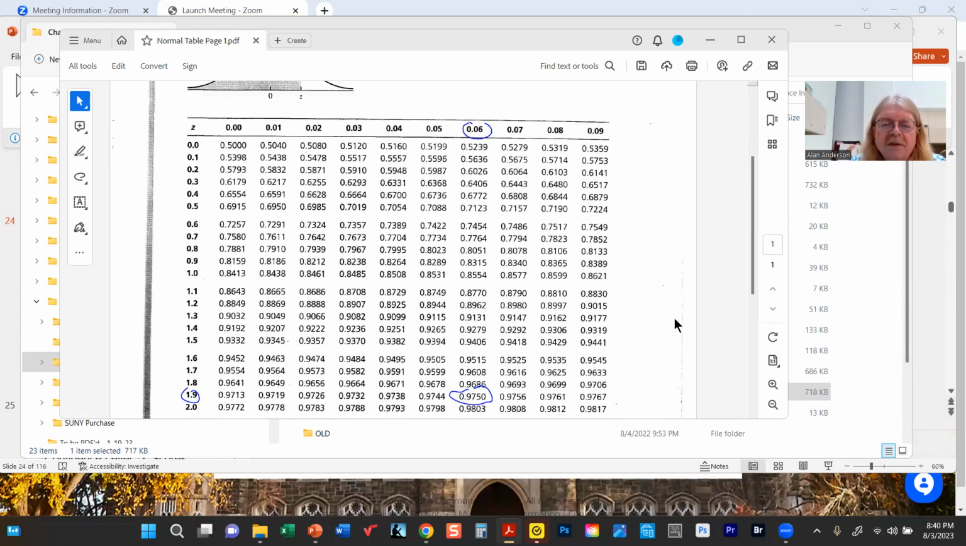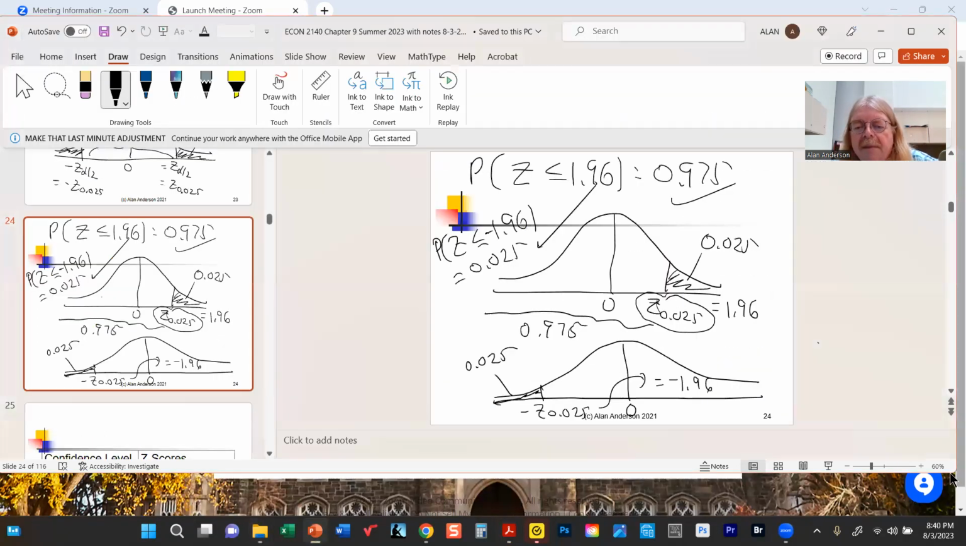1.96 as our z-score. Okay, so what does it mean? It means that for 1.96, 2.5% is to the right of that area, 97.5% is below that area. Or you can think of it as saying that the probability that a standard normal random variable is less than or equal to 1.96 is 97.5% or 0.975.